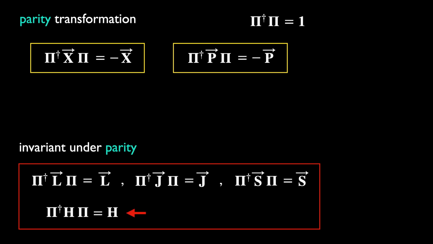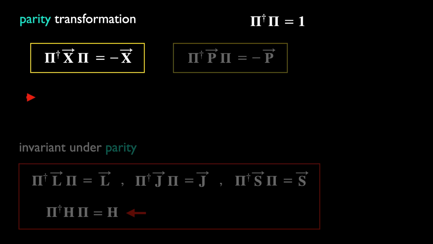For now, we are just studying the cases where H is parity invariant, and assume this to be true. We shall give an example of a parity violating interaction later in this video. Let's now look at the effects of parity transformation on position eigenstates. The rule above leads to the following.